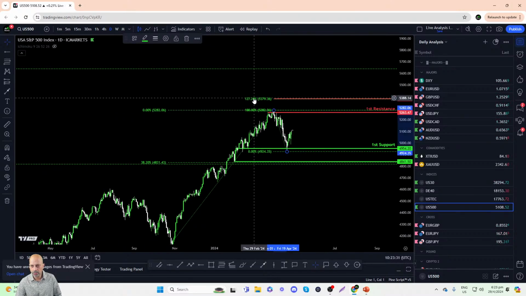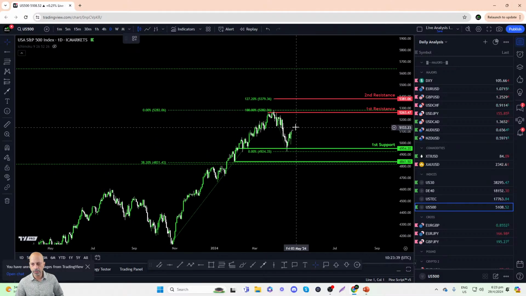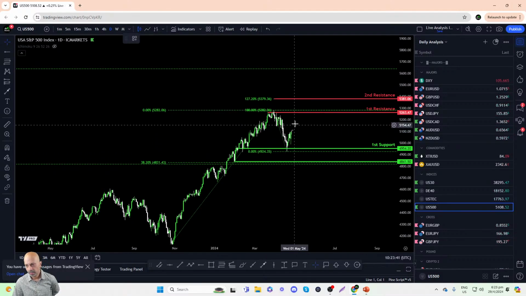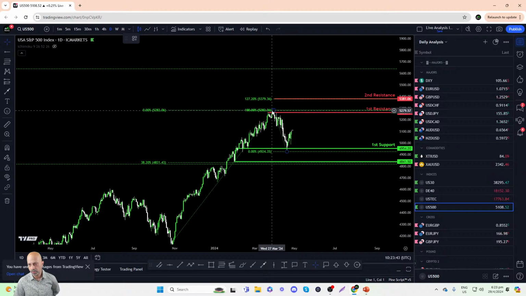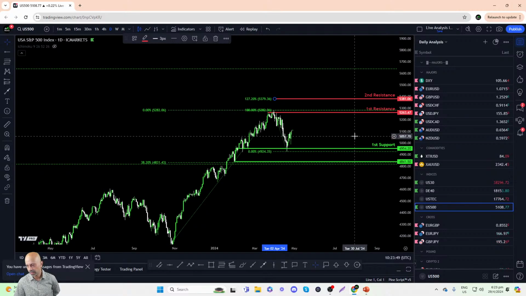So we're going to use a Fibonacci extension to help us identify the next potential resistance area. Should we see equity markets rebound strongly, and if we see US 500 break past the first resistance, going above its all-time high, then quite likely the next resistance is going to come in at around 5,381.